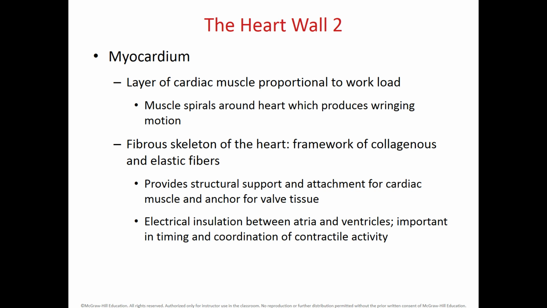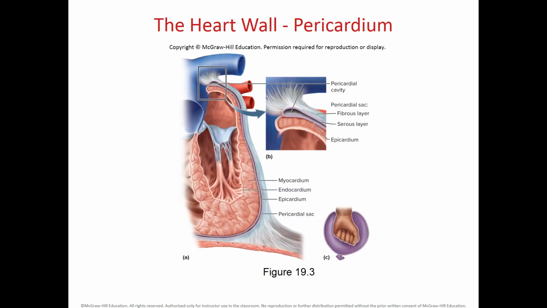Within the myocardium, we also have a fibrous skeleton made out of collagen and elastic fibers that helps to support the cardiac muscle and anchor the valves of the heart. It also provides electrical insulation between the atria and the ventricles, which is important for the specific timing and coordination of the contractions of the heart.